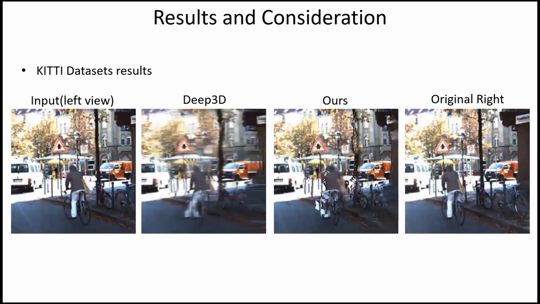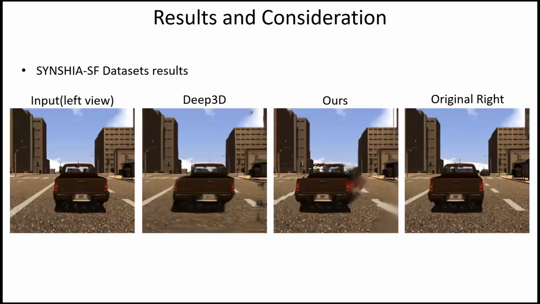And these are the Kitti dataset's results. And these are the Sintel SF dataset's results. From these results, our proposed method generates clearer images than the conventional method.